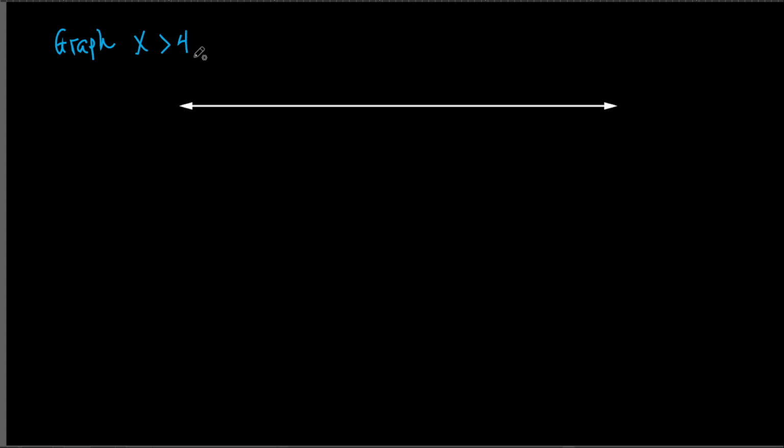Now, there's a lot of numbers that are greater than 4. If I ask somebody, give me a number that's greater than 4, a lot of people would just say 5. 5 is greater than 4. That's true. But we wouldn't just put a dot at 5 and that's it. We want to find all the numbers that are greater than 4.